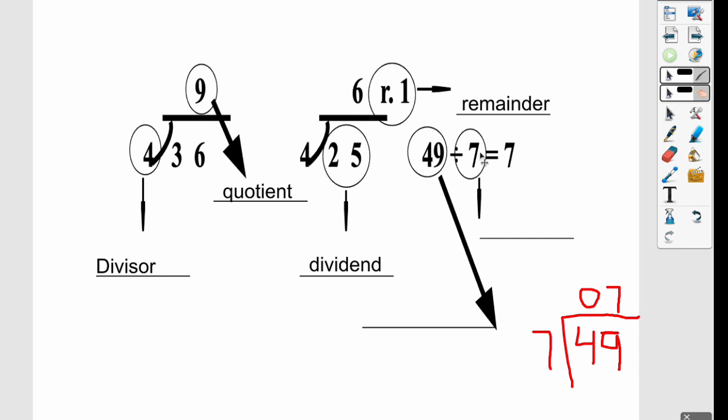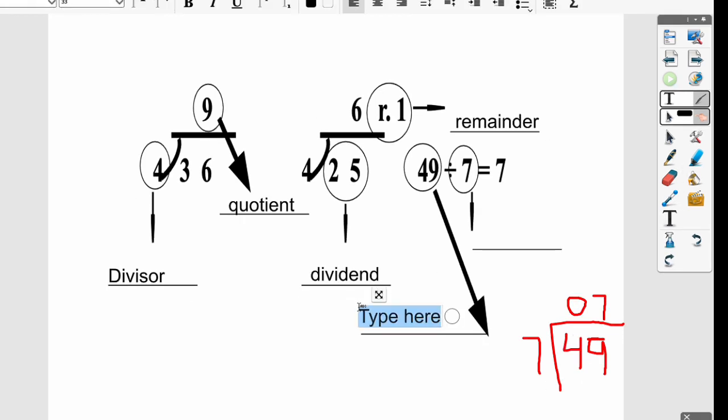And the last one here, or the last two, that 49, do you remember I gave that explanation? That 49 is going to be called your dividend. What about the 7, y'all? What is that 7 called? Yeah, it's going to be your divisor. That is the number that is going to be doing the cutting.